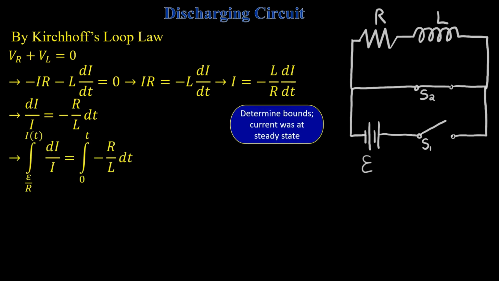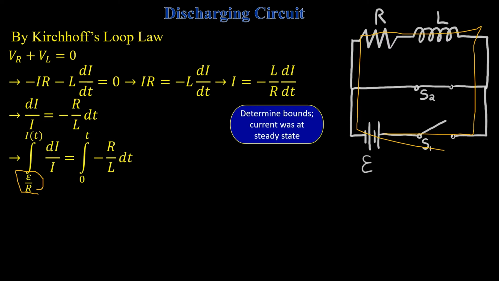So the initial current, it wasn't like the charging circuit where the initial current was 0. Here it's epsilon over R, because that's what it was. We had a fully functioning circuit going around with a steady state current of epsilon over R. So that's where we're going to start off. Now it's going to decrease, but it started off as epsilon over R, and it's going to go to some current. We're just going to call it I of t. And again, time always goes from 0 to t.